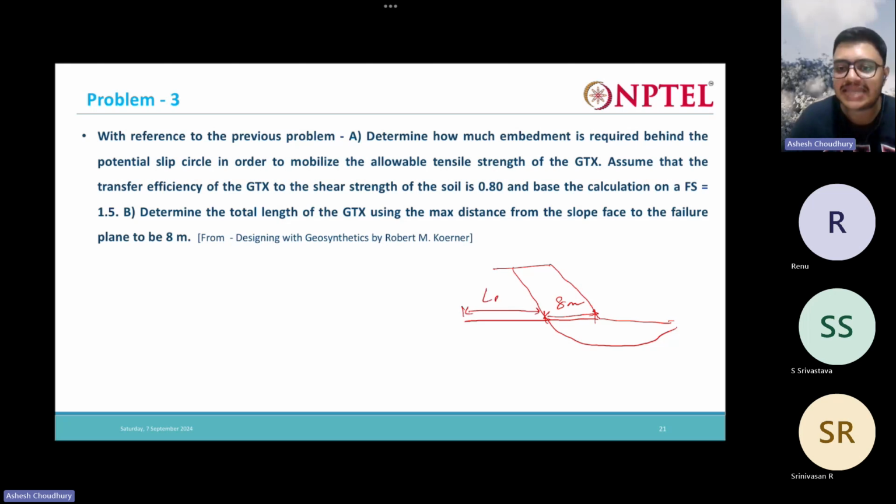Use the same basic concepts that we used in the reinforced earth walls, in today's class and in the previous class also. It's the same concept, how to calculate this embedment length. Please try to calculate that.